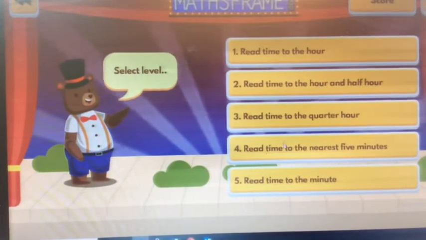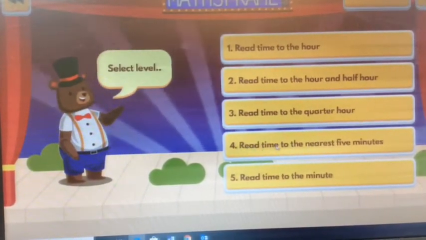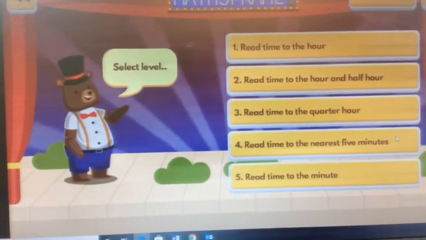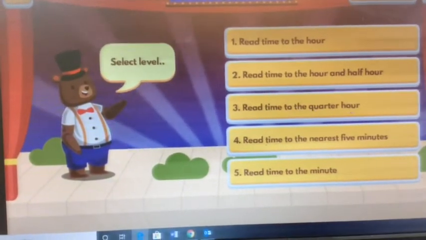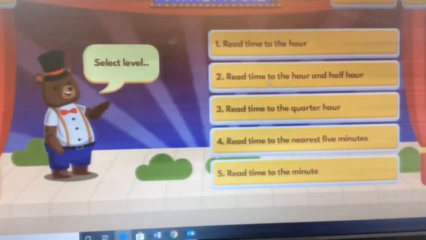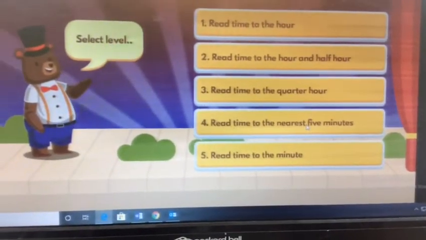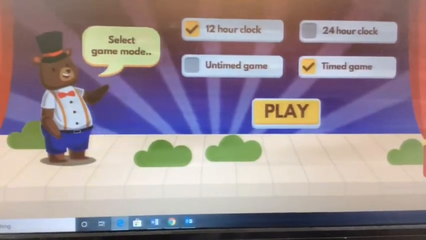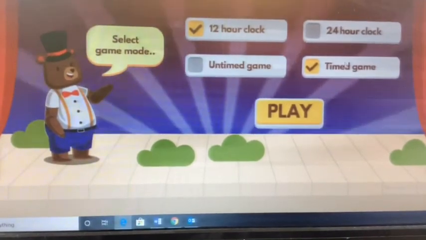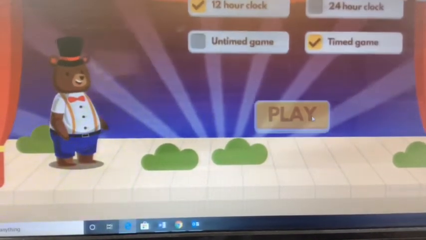Now your levels, we're going here, aren't we? Read the time to the nearest 5 minutes. If you'd rather do a bit of revision first though, so the quarter of the hour and half hour, feel free to play those. But most of us should be starting here now. 12-hour clock. Let's do the timed game.